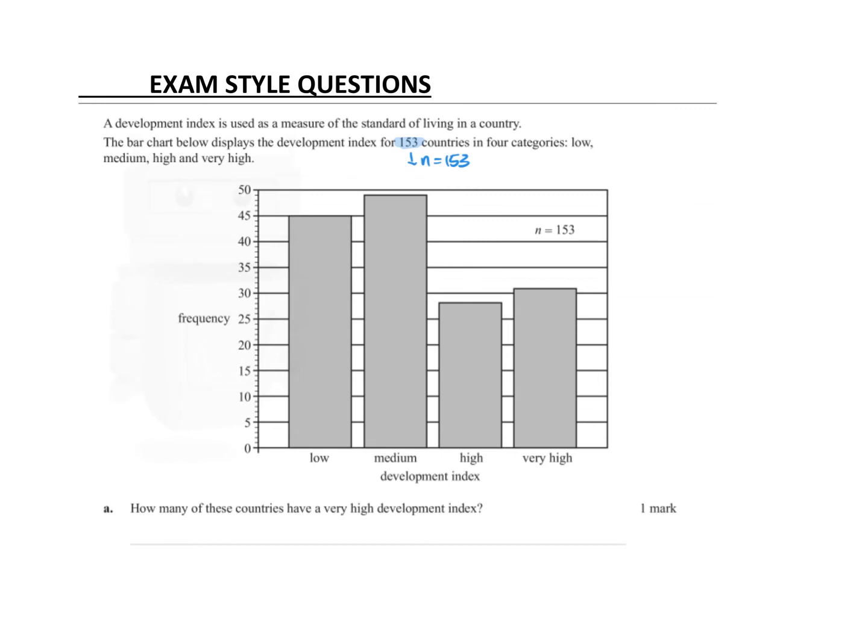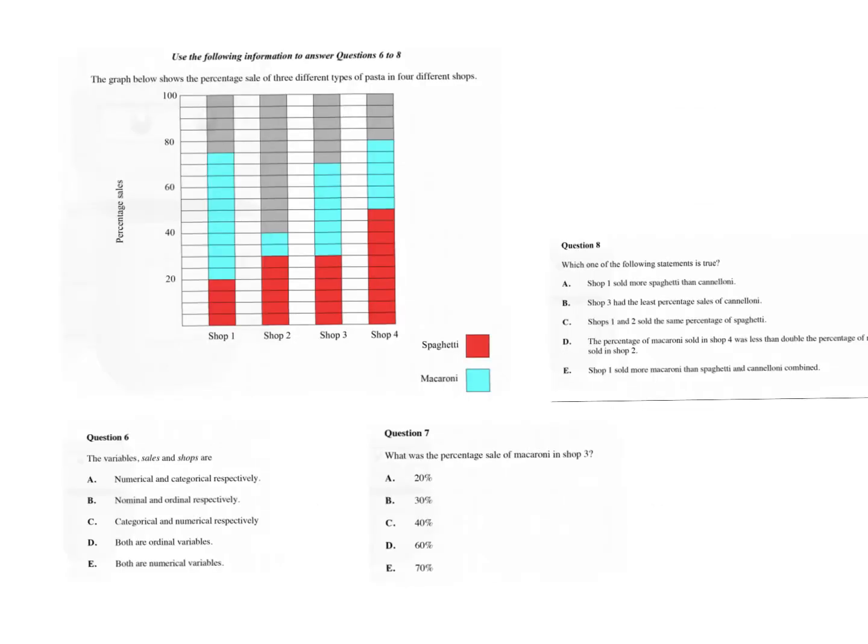So how many of these countries have a very high development index? So we want very high, and it's asking how many. So you check that your frequency is just a frequency, which it is. Then I would just read off here, and it looks like it's 31 if you go across. So I'm going to say 31 countries.